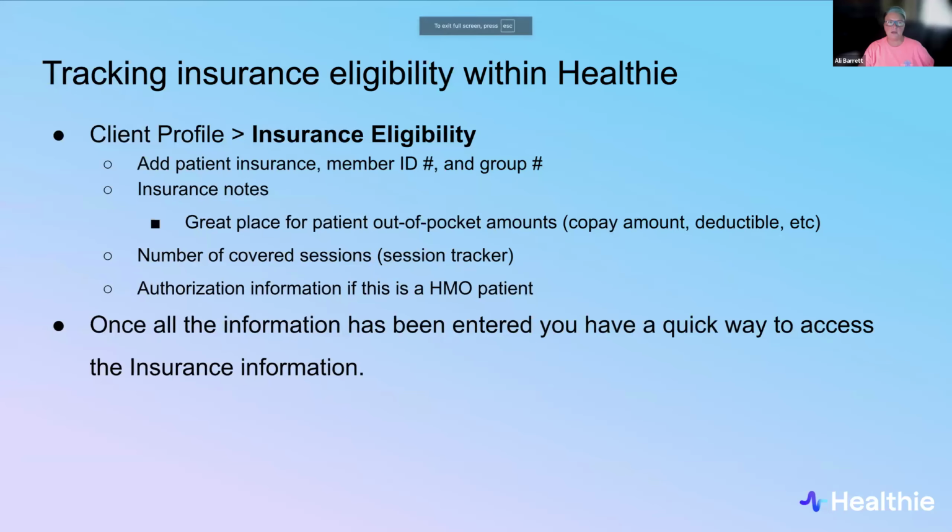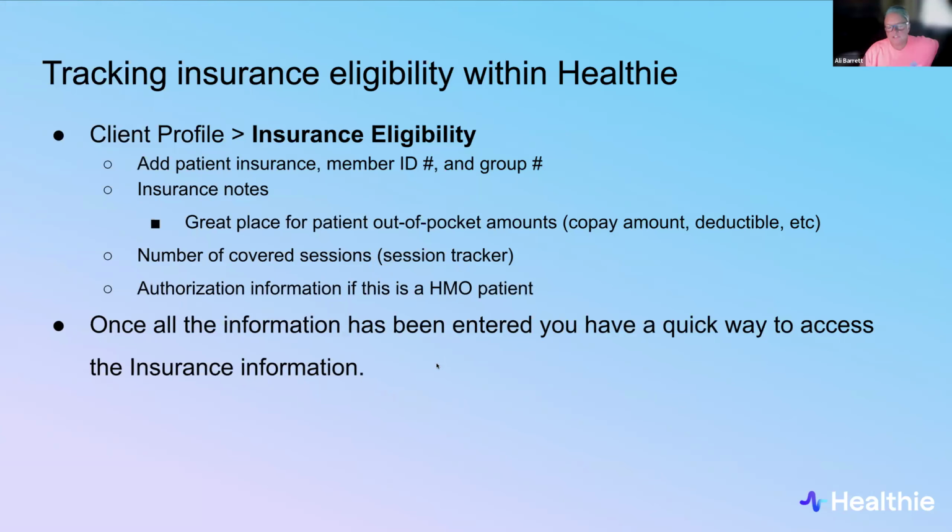So tracking insurance eligibility within Healthie: in a client profile, under insurance eligibility, you're going to add the patient insurance ID and group number, and any insurance note. It's a great place to put the patient's copay amount and deductible. It doesn't have the actual out of pocket, so that's something you might want to document somewhere else, because the copay and deductibles go towards the out of pocket. So did the coinsurance, so you kind of need to know what that is as well. Also the number of covered sessions, and authorization information if this is an HMO patient.